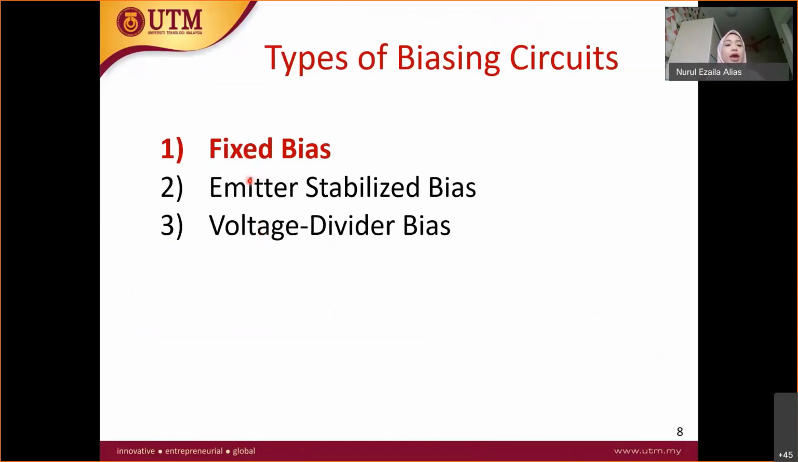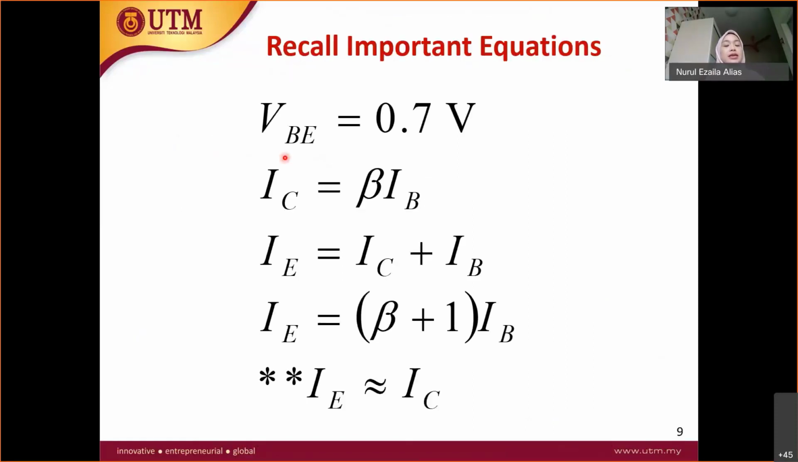You have looked through the fixed bias, so we are going to recall it a bit. These are the important equations that you need to know. Every time you solve a DC analysis circuit for a BJT, these are the important equations that you need to know. You have to memorize them. By this week, you should have already memorized this.